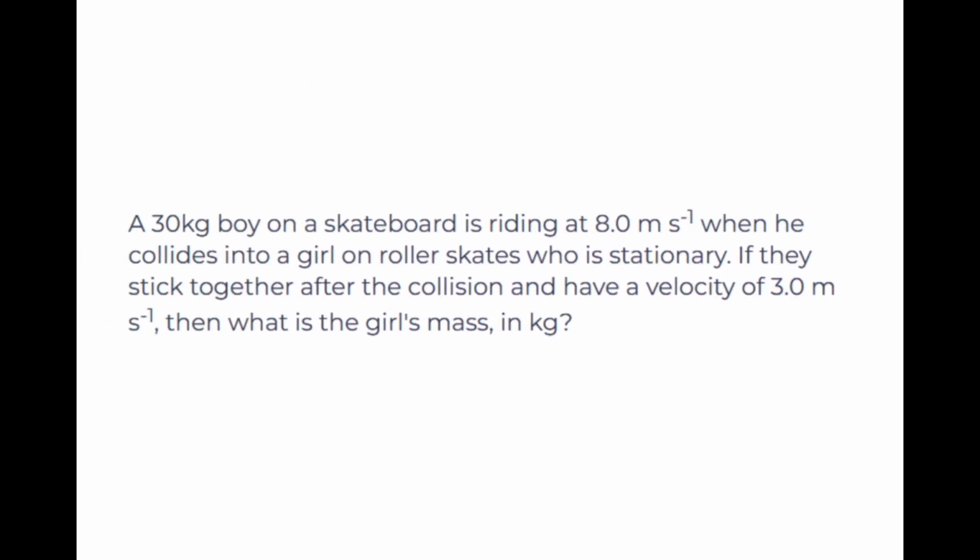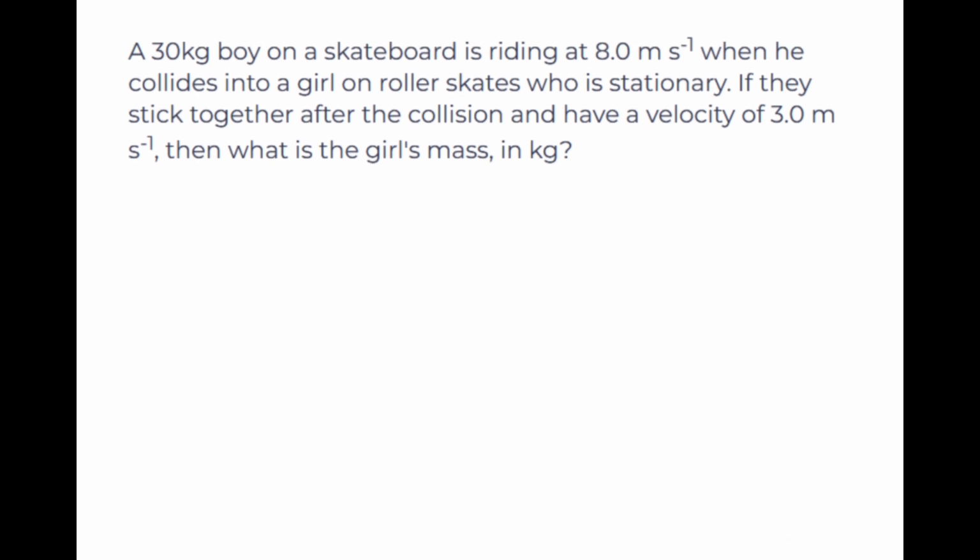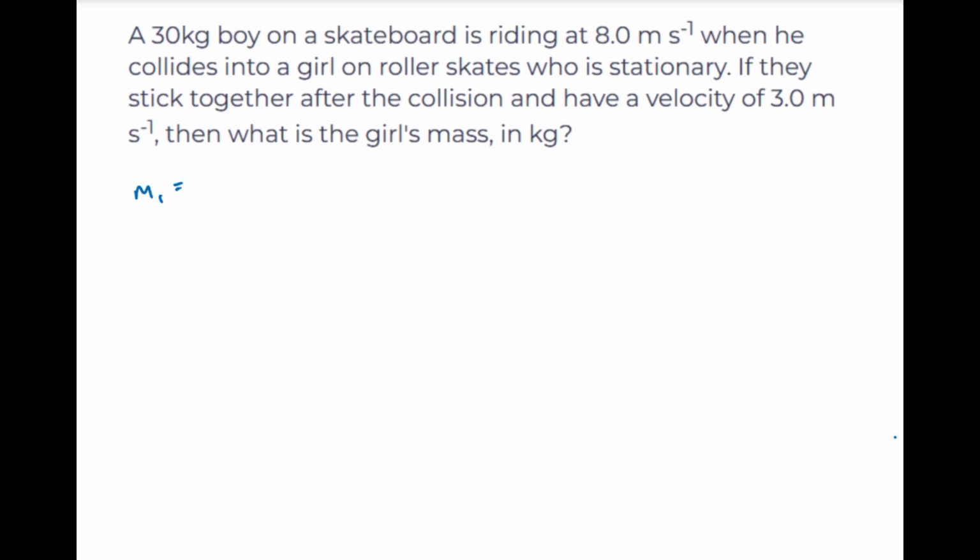Question 4. A 30 kilogram boy on a skateboard is riding at 8.0 meters per second when he collides into a girl on roller skates who is stationary. If they stick together after the collision and have a velocity of 3.0 meters per second, then what is the girl's mass in kilograms? Let's say the boy has mass m1 and it's equal to 30 kilograms, and his initial velocity v1 initial is equal to 8.0 meters per second.